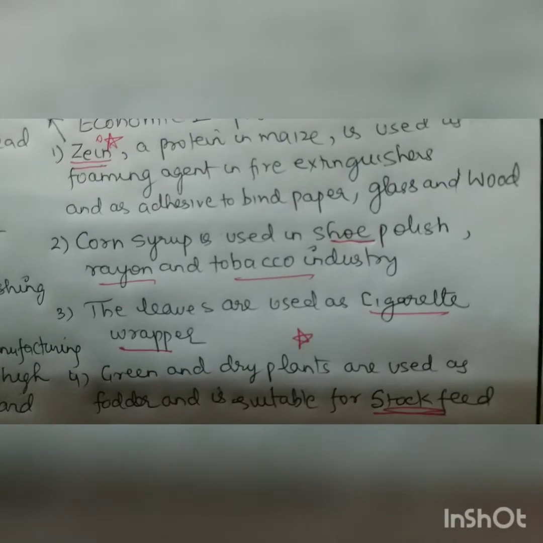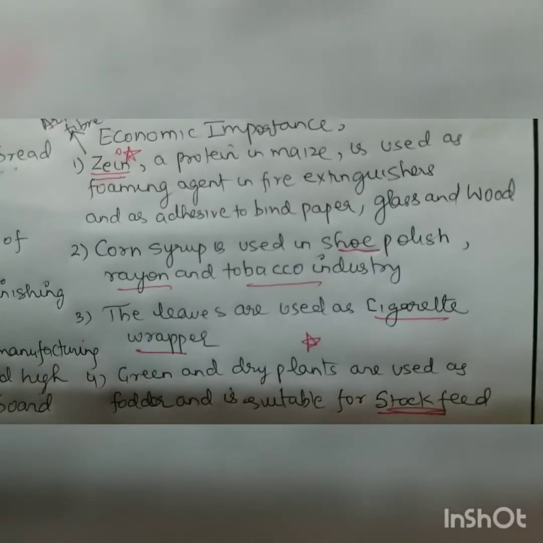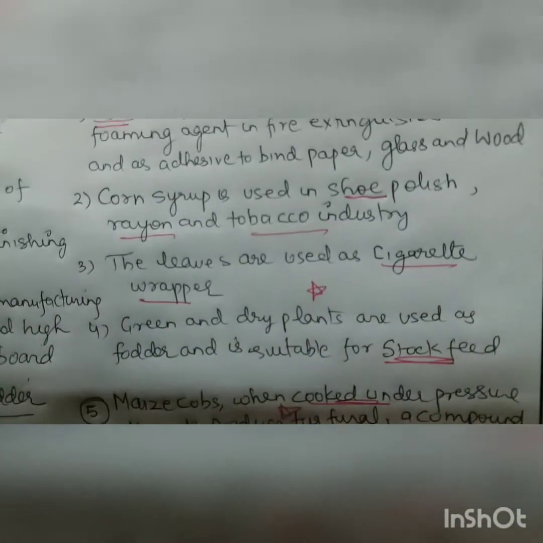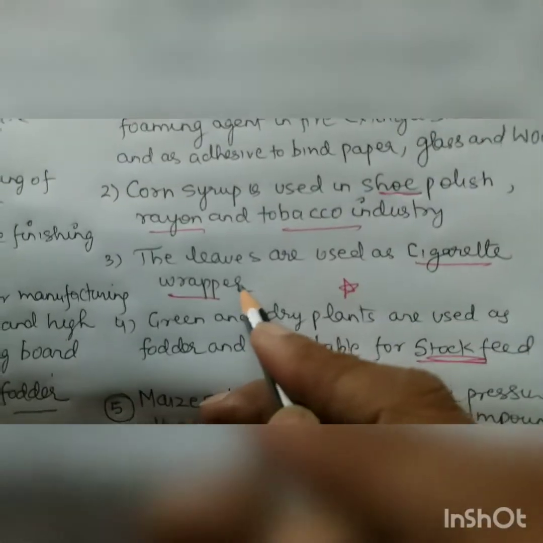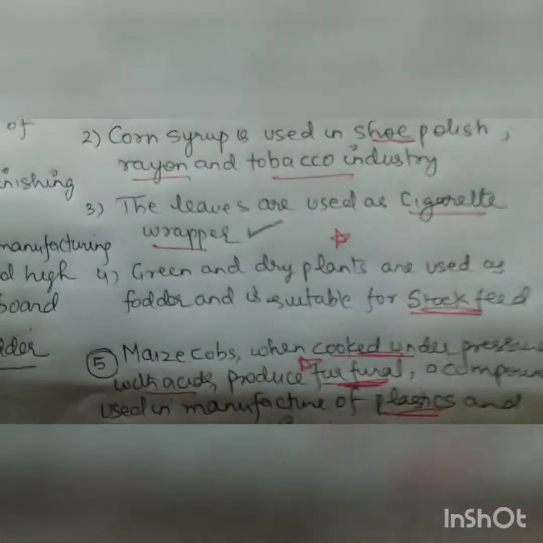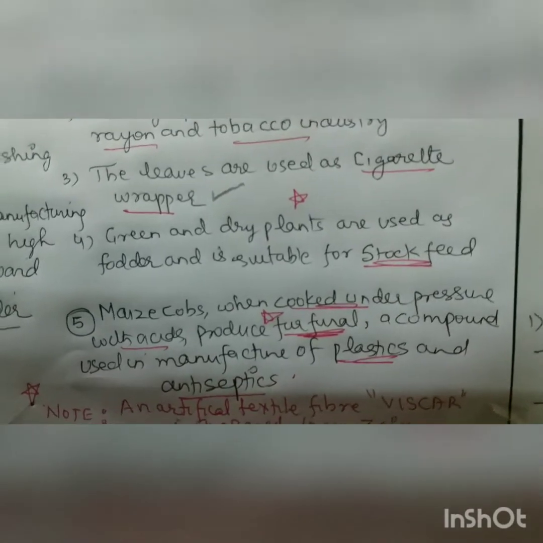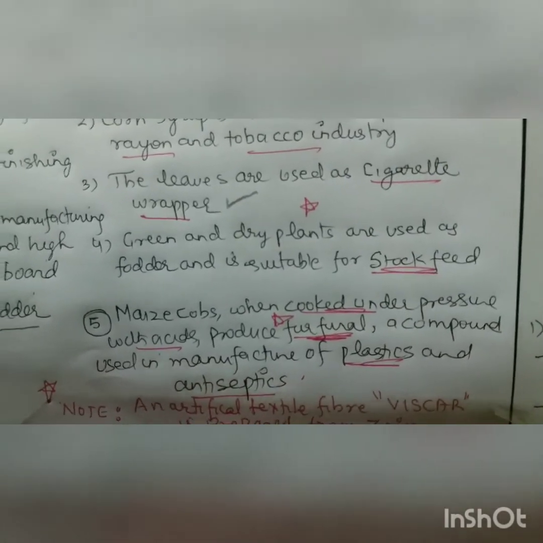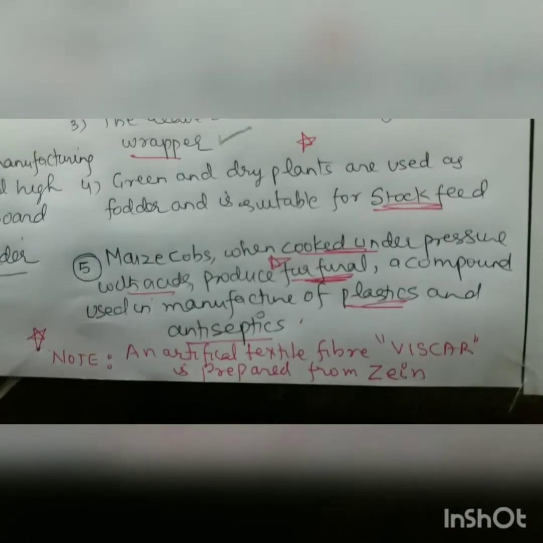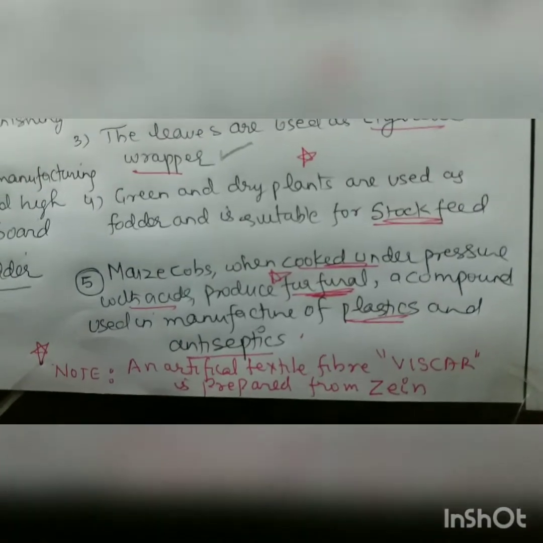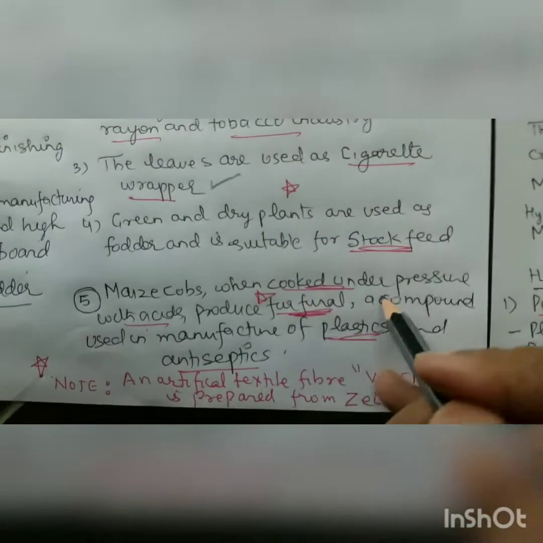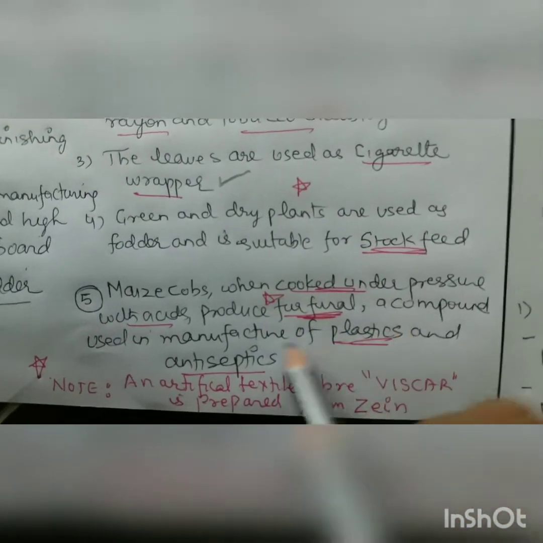So corn syrup is used in shoe polish, rayon and tobacco industries, and leaves are used as cigarette wrapper, which is very important. Green and dry plants are used as fodder and suitable for stock feed. Maize cobs, when cooked under pressure with acids, produce furfural, a compound which is used for the manufacture of plastics and antiseptics.